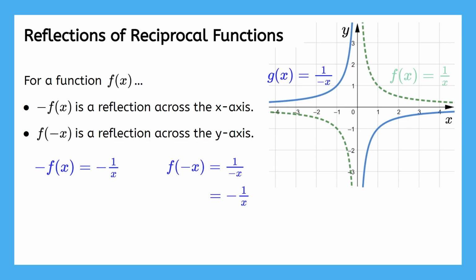And again, it's worth checking the asymptotes. Have they changed this time? No, they have not. It looks like the asymptotes of 1 over x do not change when reflecting across either the x-axis or y-axis.